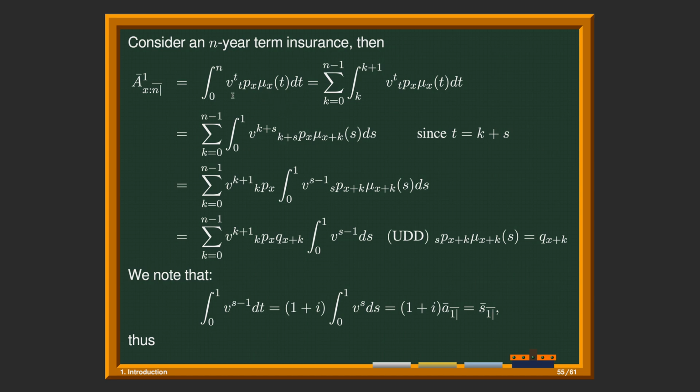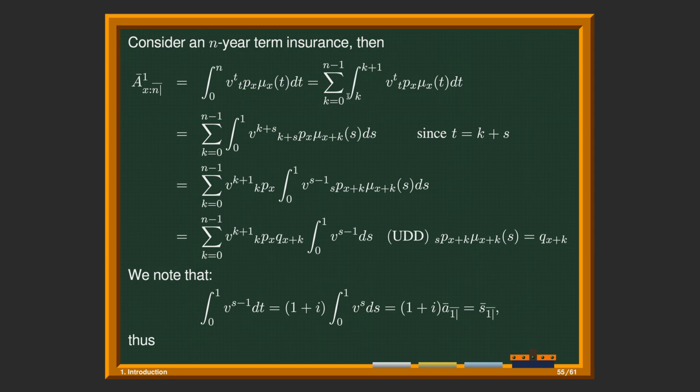What we can do next is break up this integral into n integrals, with integrals ranging from 0 to 1, and then the second integral from 1 to 2, and then from 2 to 3, and so on until n minus 1 to n. Okay? And then, of course, we can write that down this way, right? So this integral takes this form. It's the summation where k goes from 0 to n minus 1 of the integral of v to the t, tpx, mu sub x of t dt, where t ranges from k to k plus 1.